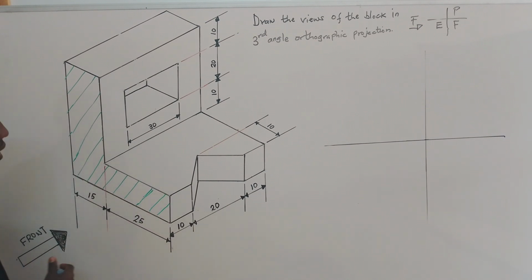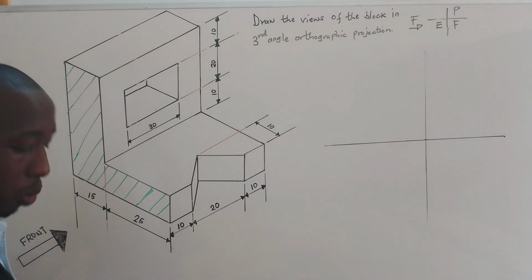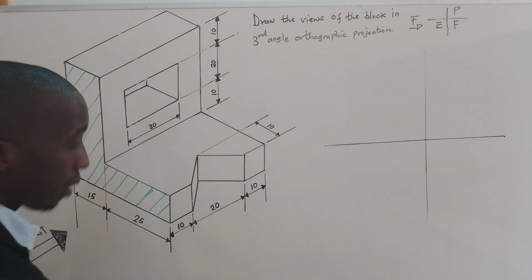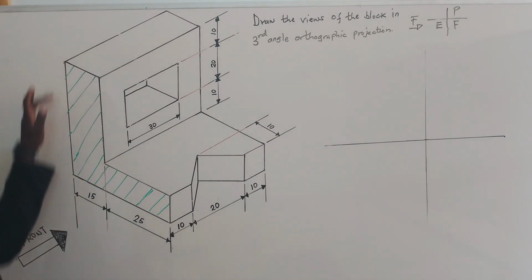So that is my front elevation. It takes a shape of an L. Now maybe you can deal with one by one. I will have my L first.